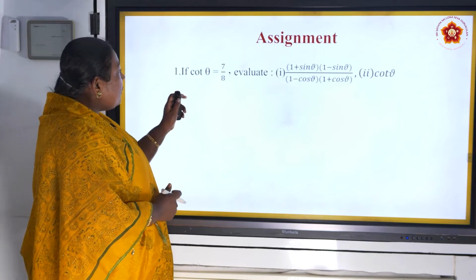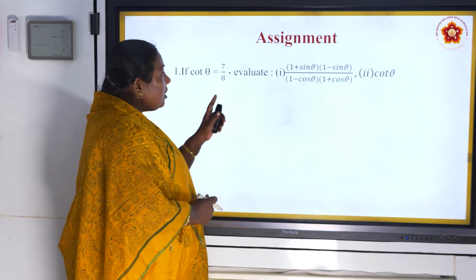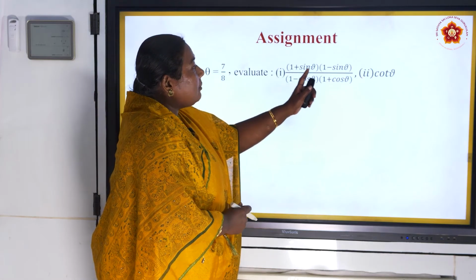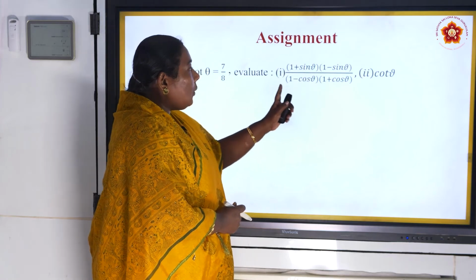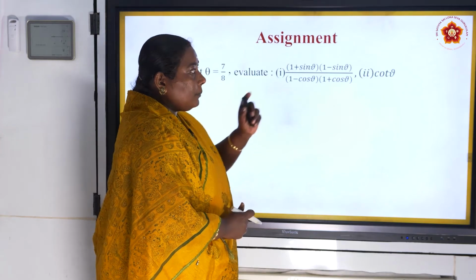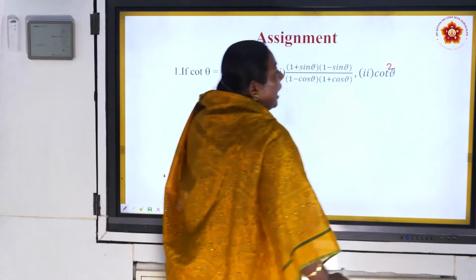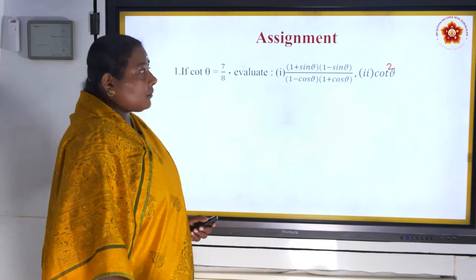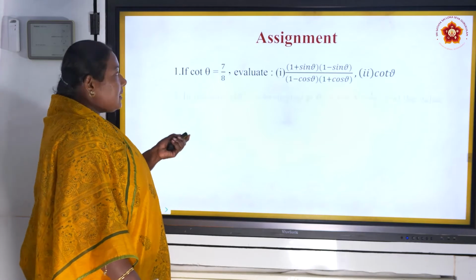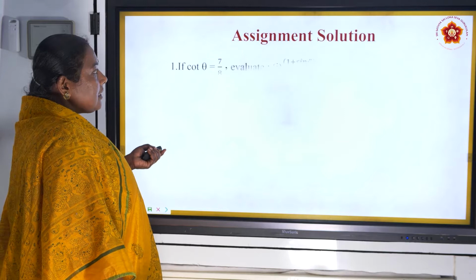First one, if cot theta is equal to 7 by 8, evaluate (1 plus sin theta)(1 minus sin theta) by (1 minus cos theta)(1 plus cos theta). Okay, next one here, cot square theta. So let us do this sum. Both the sums are there. Let us do it.